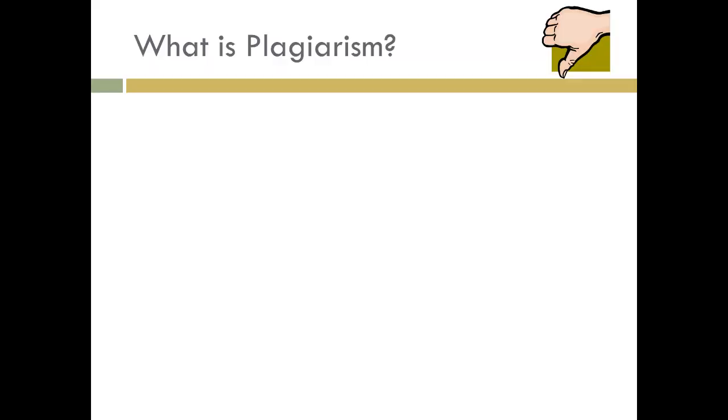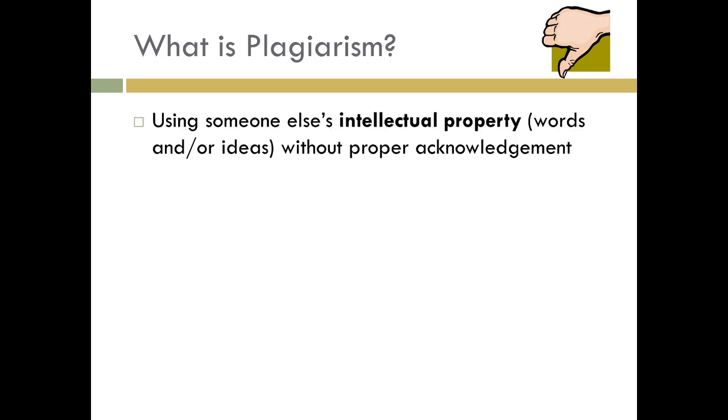So we're going to start out with what plagiarism is and getting at some key terms. There's a lot of words we could throw at you, but there are going to be three major ones that I want you to pay attention to. Kind of three major terms that I think can be guiding forces for you as you are navigating plagiarism. First is knowing that the basic definition of plagiarism is using someone else's intellectual property, which means their words and or their ideas without proper acknowledgement.